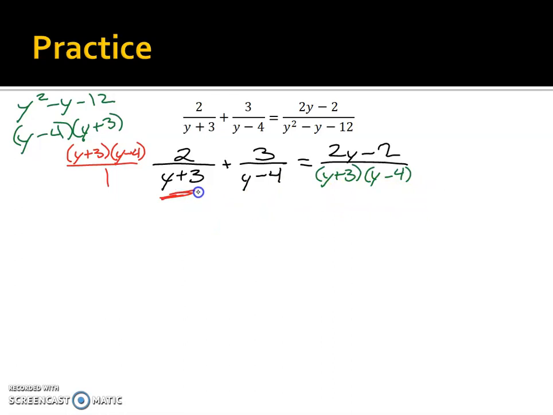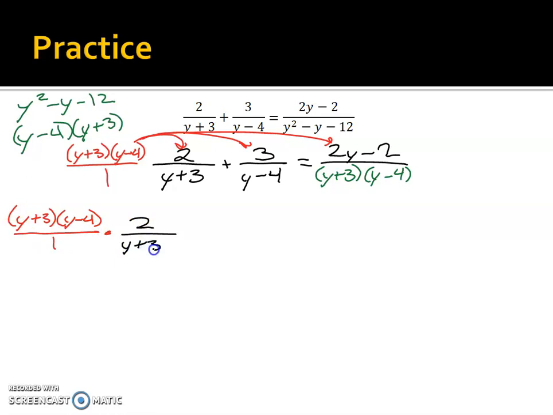So again, I've got to multiply this times everything. So it's going to get multiplied by each individual one. So y plus 3 times y minus 4 over 1 times 2 over y plus 3. Plus, and then again, because I'm taking everything times this.